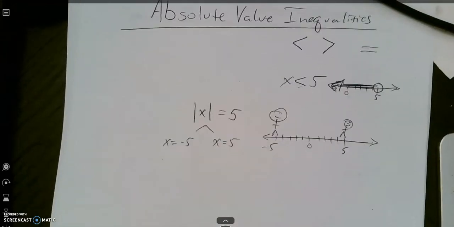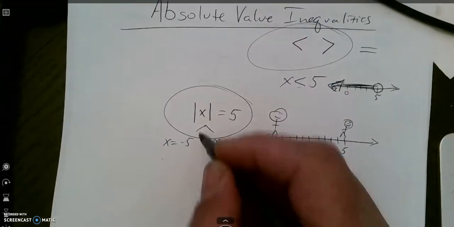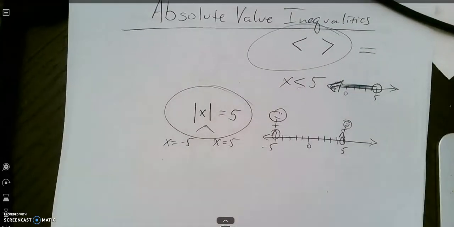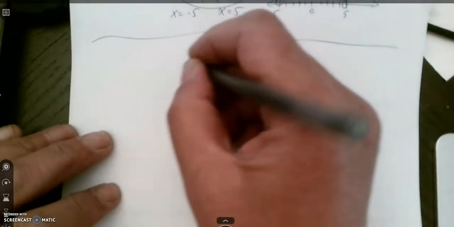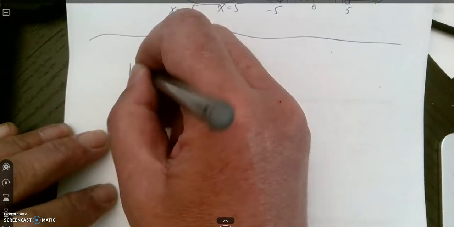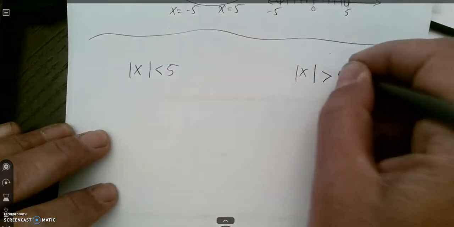Okay, anyways. How do we combine this idea with this idea now? Because this was just two locations. There's two locations that are 5. So first things first, when we get into absolute value inequalities, we'll have to deal with, is it less than or is it greater than?